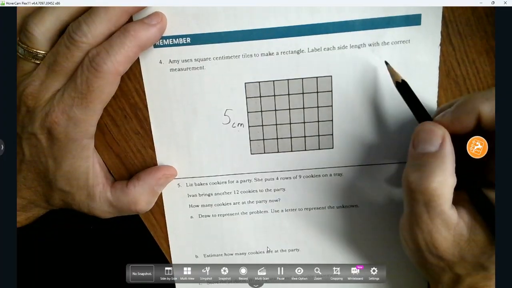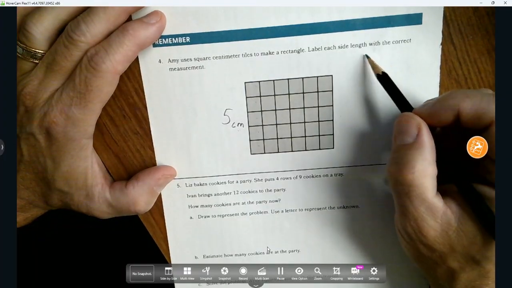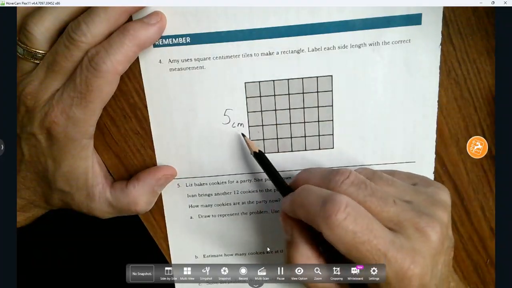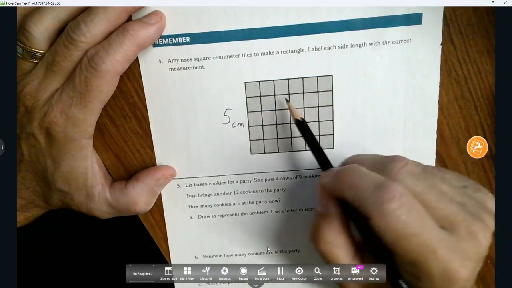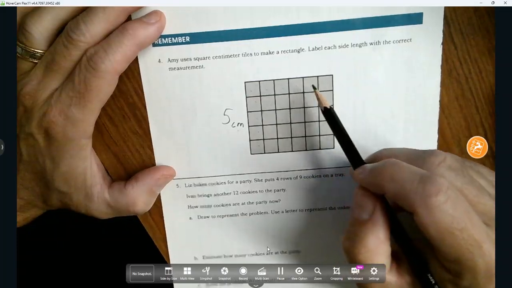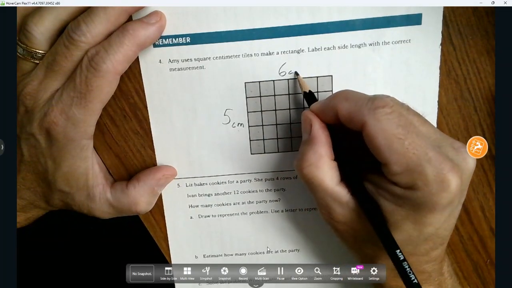So it says label each side length with the correct measurement. So we got that side. So we got to go across the top now. 1, 2, 3, 4, 5, 6. So that would be 6 centimeters.